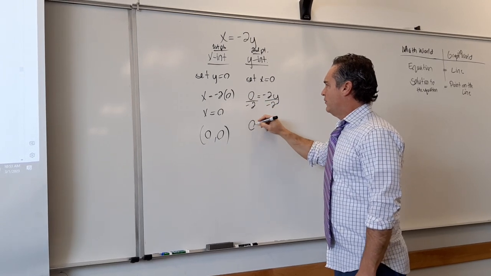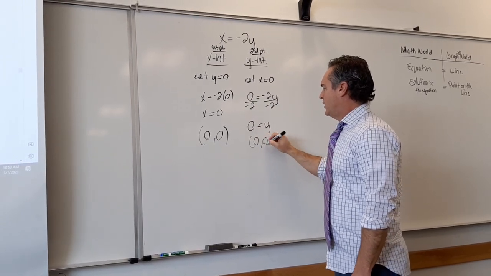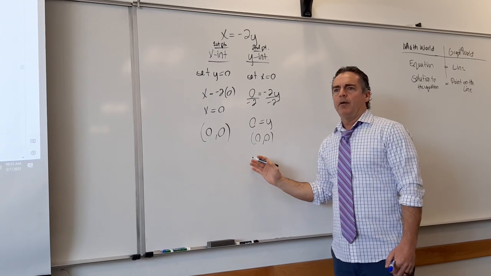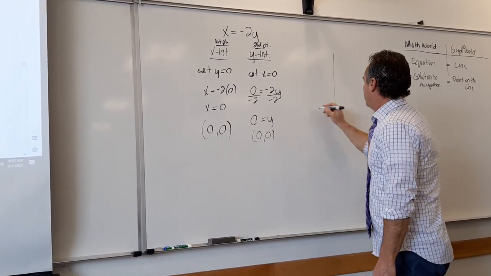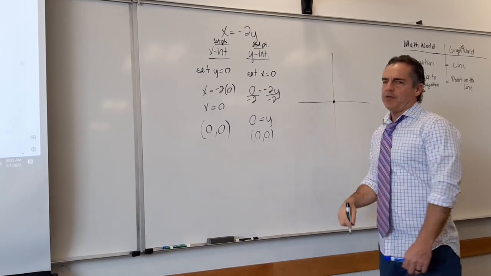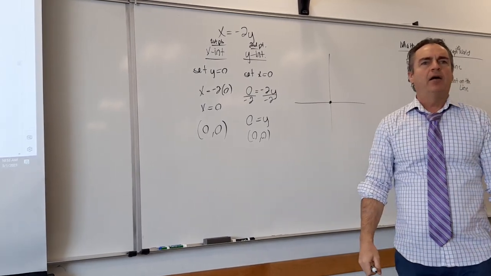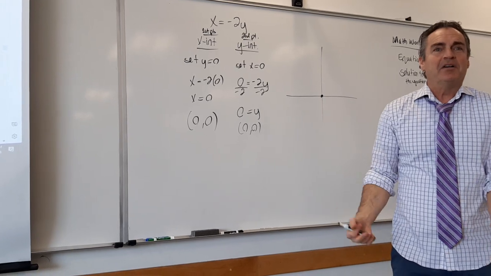0 divided by any number is 0, so y equals 0. I got 0, 0 again. So how many points do I have? One. I got 1 because they're the same point. And there's my point right there. So I have a dot.